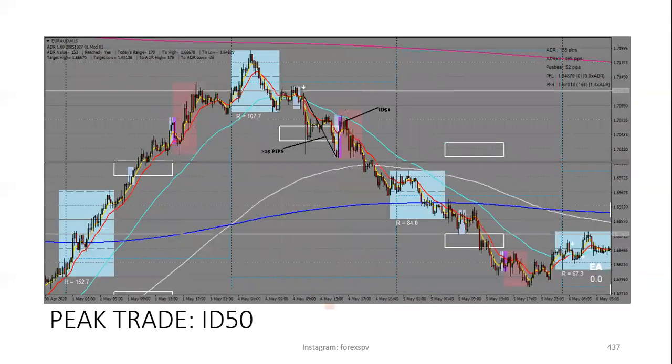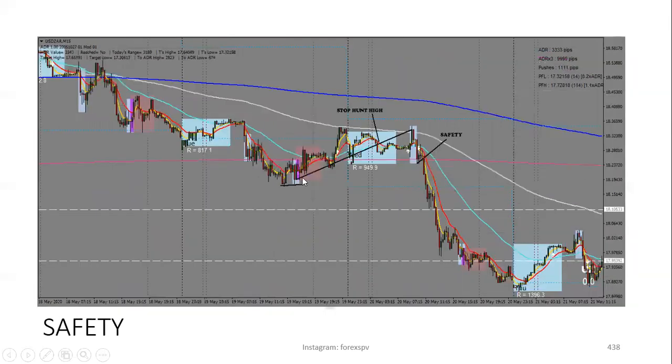And we had an ID50 trade here, a 50 crossover, and this was the pullback towards the 50 MA, and it gave us a pattern to trade away from the peak. Now we have a safety trade. So this was another example of a safety trade.